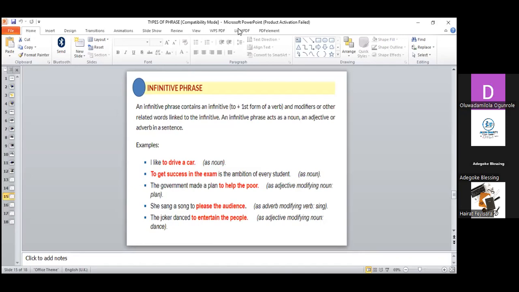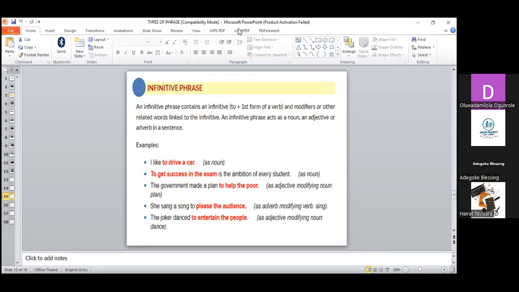An infinitive phrase may act as a noun. If it acts as a noun, it means it can act as an object or a subject in a sentence. It can act as an adjective to describe a noun, or act as an adverb to modify a verb, another adverb, or an adjective in a sentence. I'll come over that again.